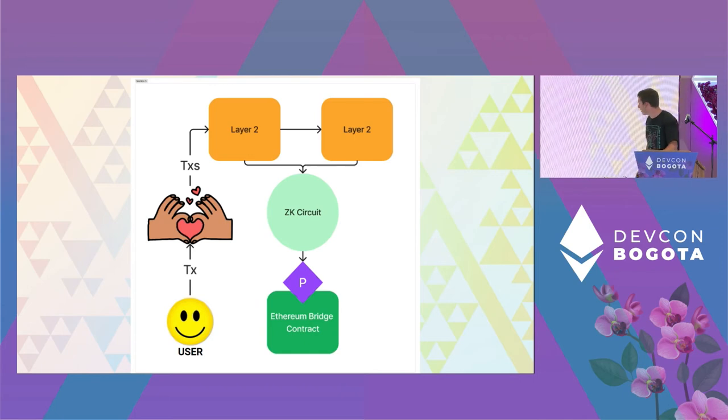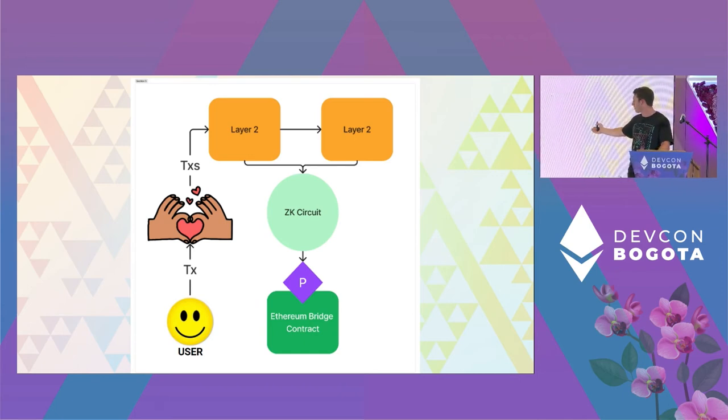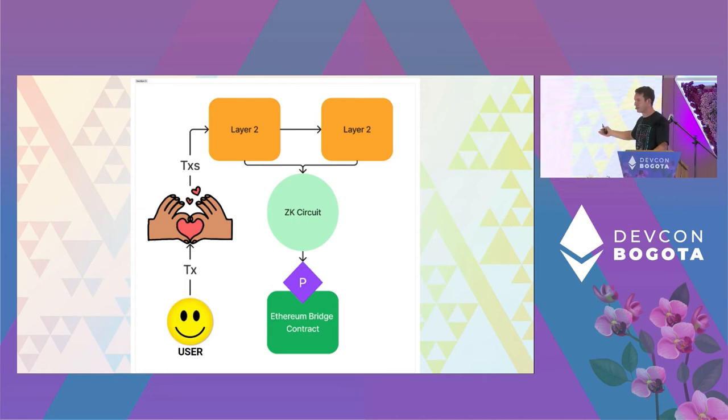So right now, you have your happy user down here, that's from Walmart. It's kind of creepy, actually, the more you look at it, so don't stare at it too long. The transaction goes to the happy sequencers here, they put the transaction into the layer two. Those transactions are batched into the ZK circuit. It produces the proof, and it goes to the Ethereum bridge contract, as we talked about before. So this is how it's supposed to function.